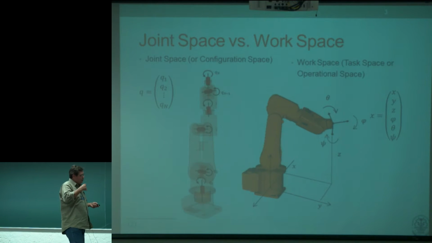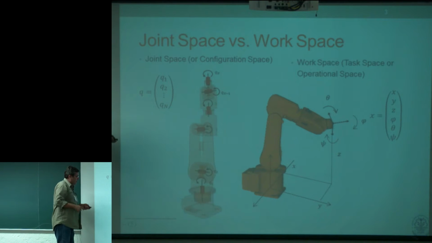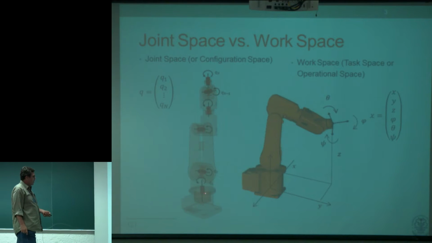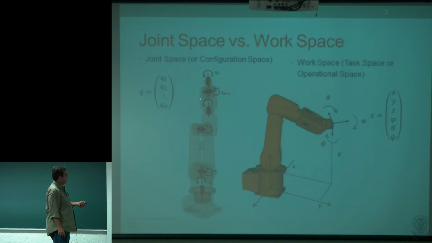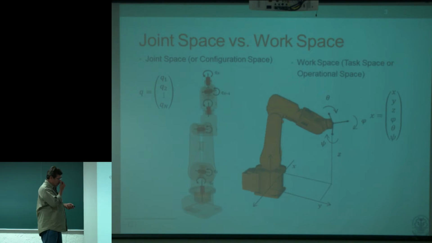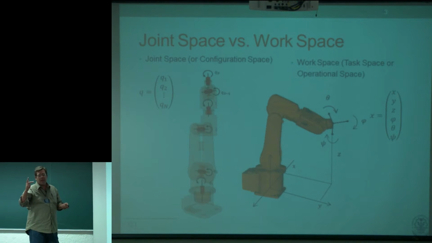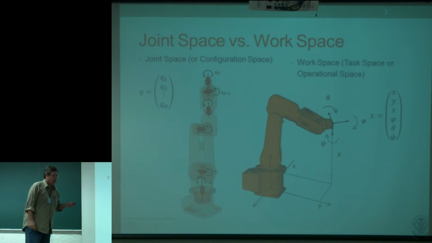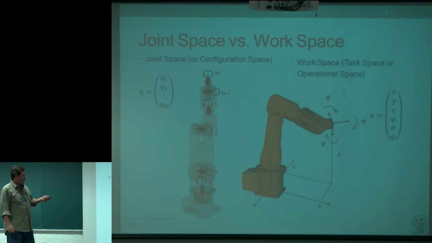So there are two different spaces in robots. One is joint space, or configuration space. This is the angles of each articulation. For example, for this industrial robot, we have 6 degrees of freedom, 6 articulations, and they are all actuated. On the other hand, we have workspace, task space, or even operational space, which is composed of the position and orientation of the frame attached to the final tool. This is X, Y, Z, and phi, theta, psi, which are Euler angles and Cartesian position.